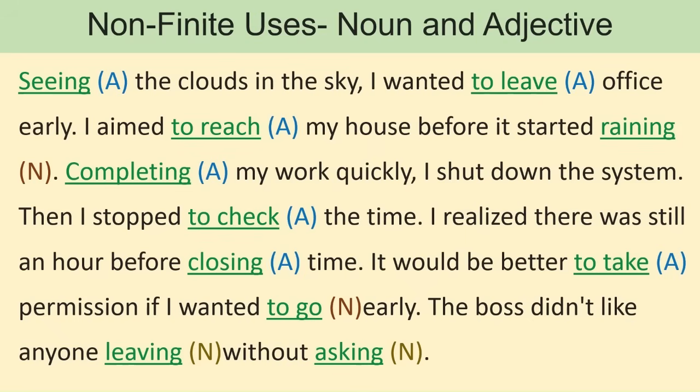The boss didn't like anyone leaving. Again, leaving, no noun behind it. So it's a noun usage. Without asking. Again, without asking. Asking has no noun behind it. So it does the function of a noun. You have seen how non-finites are used. These are simple forms. Now let us see the 4 types which we have in them.